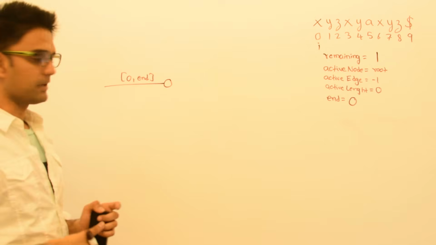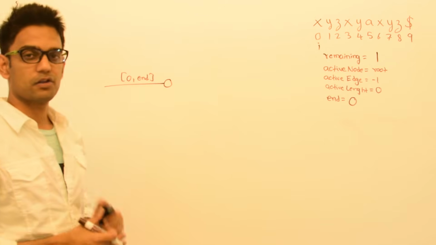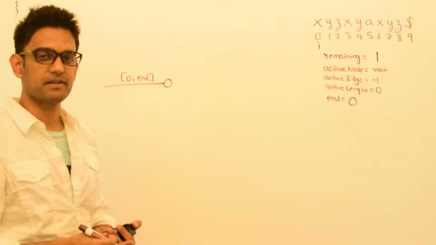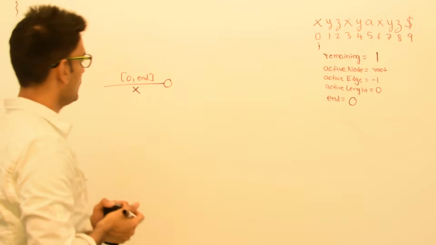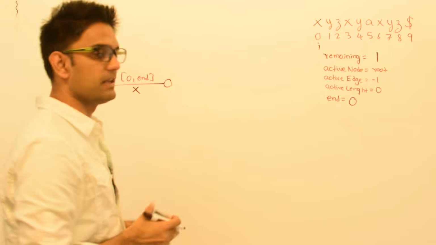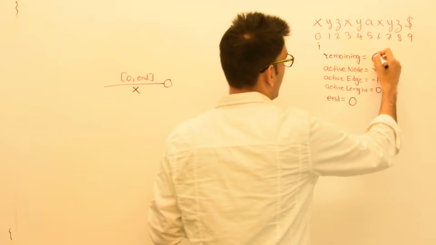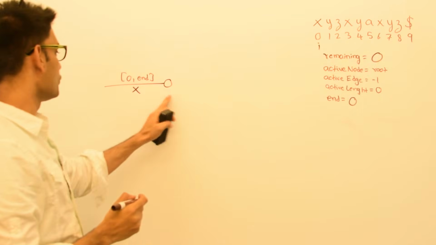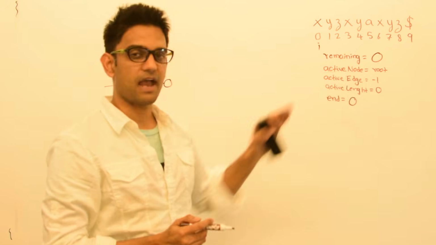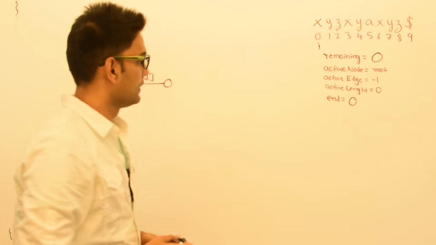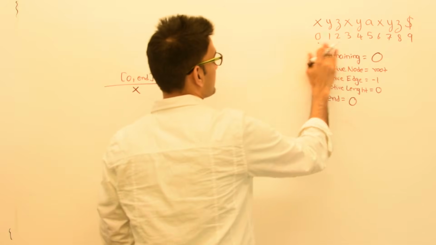Remember, by our path label compression, we are really going to store the range on the edge, not the actual character. But for our convenience, we are also going to store the character here, x. Then, since you create a leaf node, remaining becomes 0. Also, since it was a rule 2 extension, we do not touch the active node, active edge, or active length. Since the remaining is 0, we start the next phase.